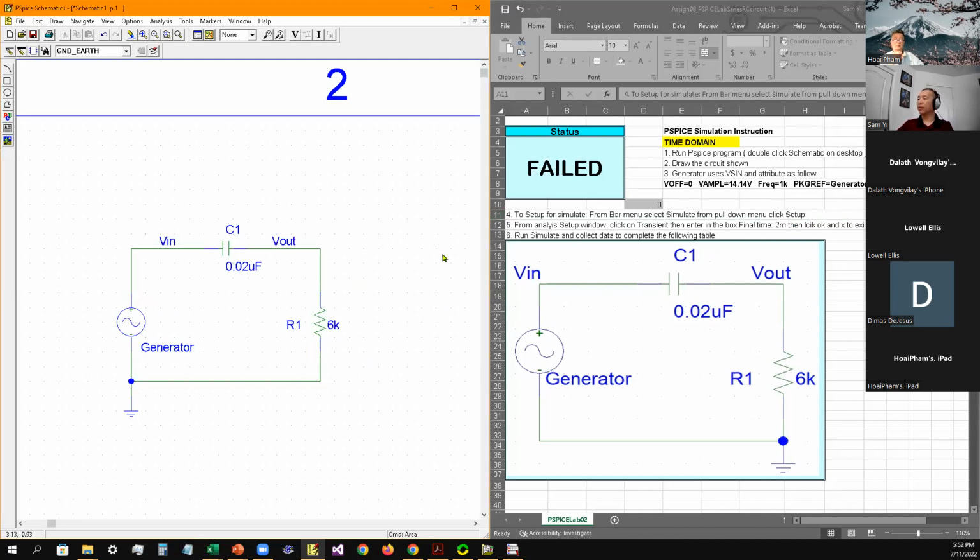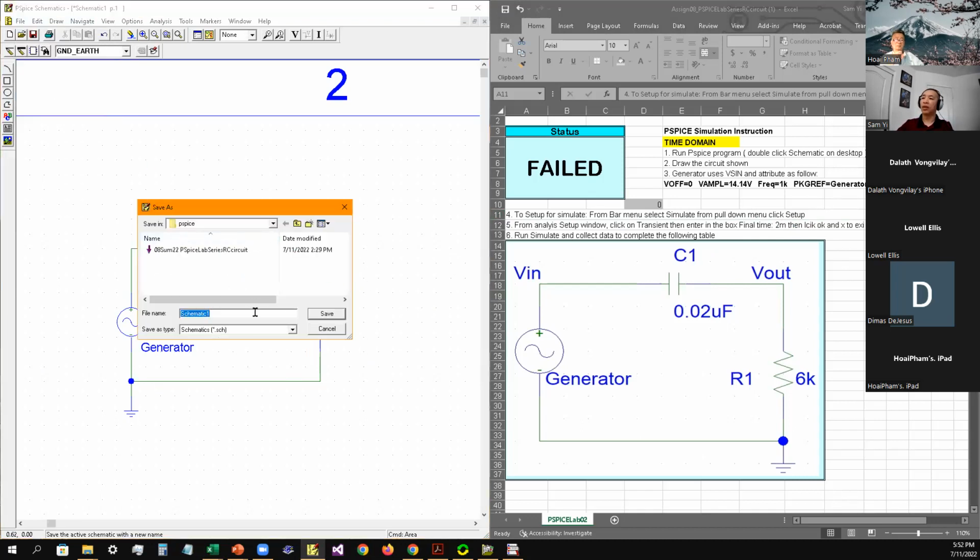Next, before you start your simulation, you want to save this file. Click on File, Save As, and save it somewhere in your folder. I already have a folder called PSpice, so I'm going to save it there. This is assignment 8, the RC circuit. Something like that, so you know what it is. Then click on Save.